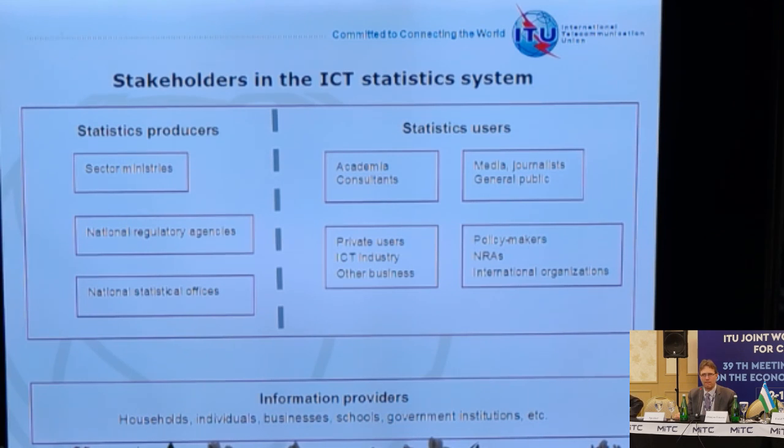So there are a number of stakeholders in the statistics systems. There are the producers, there are the users, and there are the information providers, where the information actually is coming from. So on the producer side, we have the ministries, the line ministries, we have the regulators, and we have the statistical office. On the user side, I mean, there's many users.